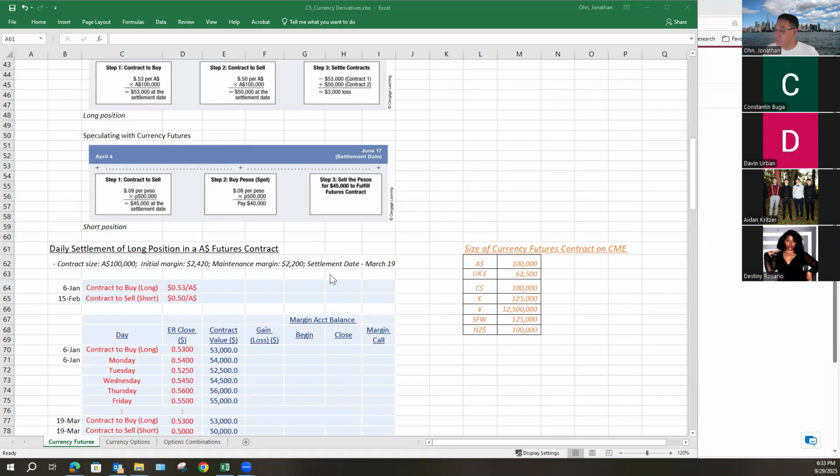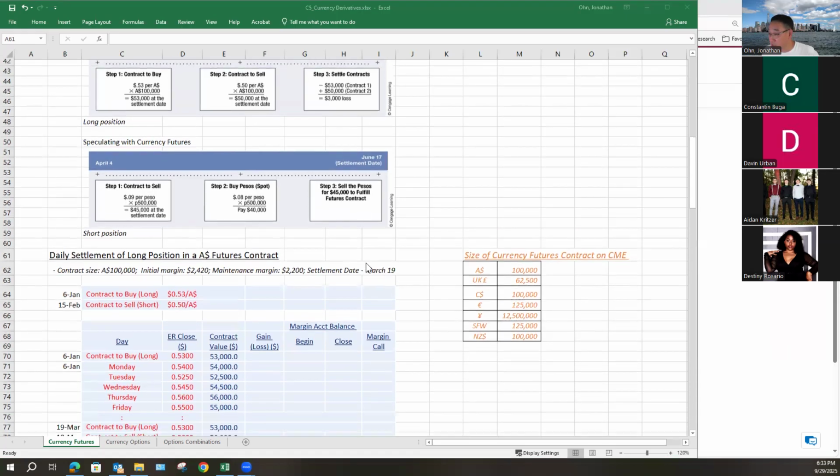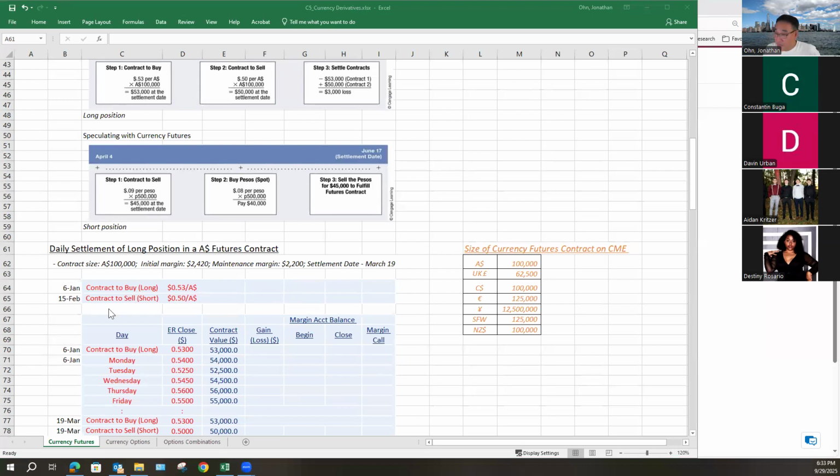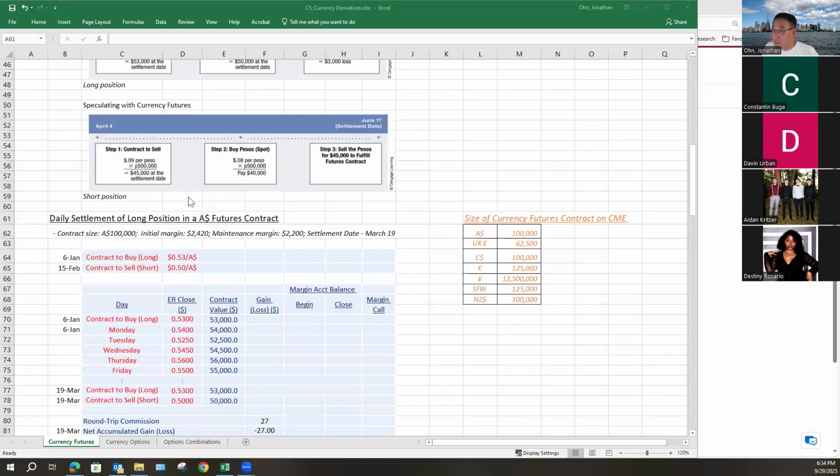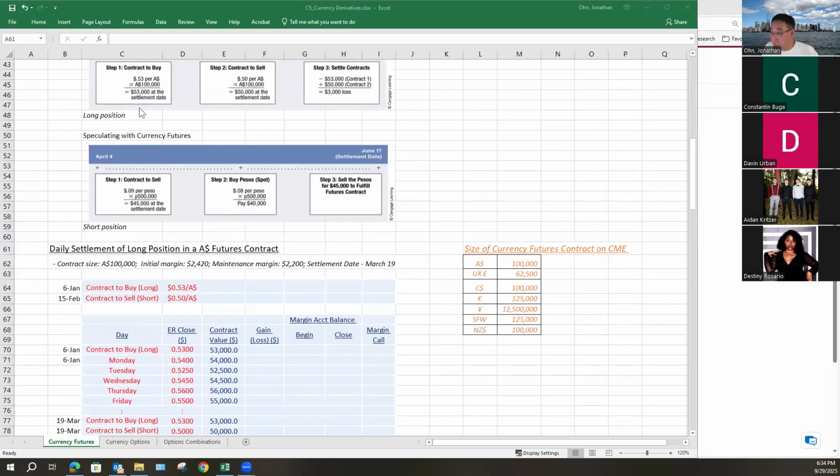And settlement date is March 19th. March 19th there. Settlement date, March 19th. All right. So this person got into a long position, a contract to buy at 53 cents per Australian dollar, as you see there. And then on the way in between, they got into a short position to offset this position, at 50 cents per Australian dollar, right?